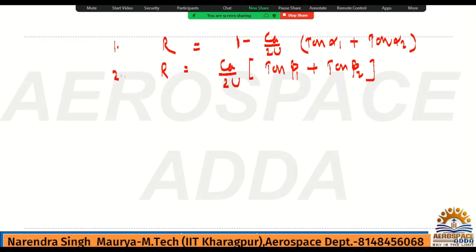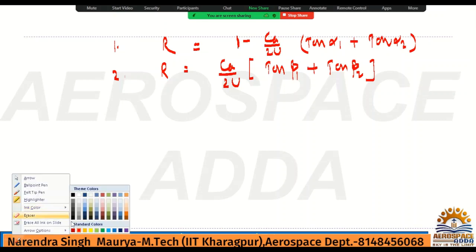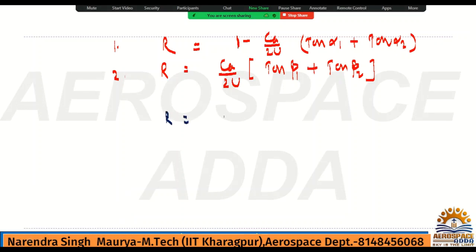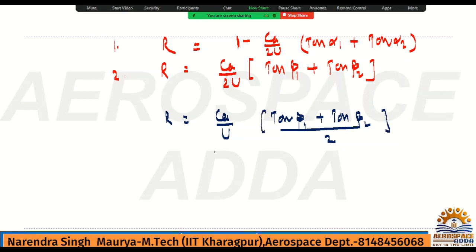Done. Now if you check this formula also in a different way, R is equal to, you can write this CA by U, it is tan beta 1 plus tan beta 2 by 2. Yes or no? So it is tan beta 1 plus tan beta 2 by 2. So sometimes you can also write it as the average of those two angles. So they may give this type of value in this way also, CA by U tan beta mean. Okay, this is also a formula.